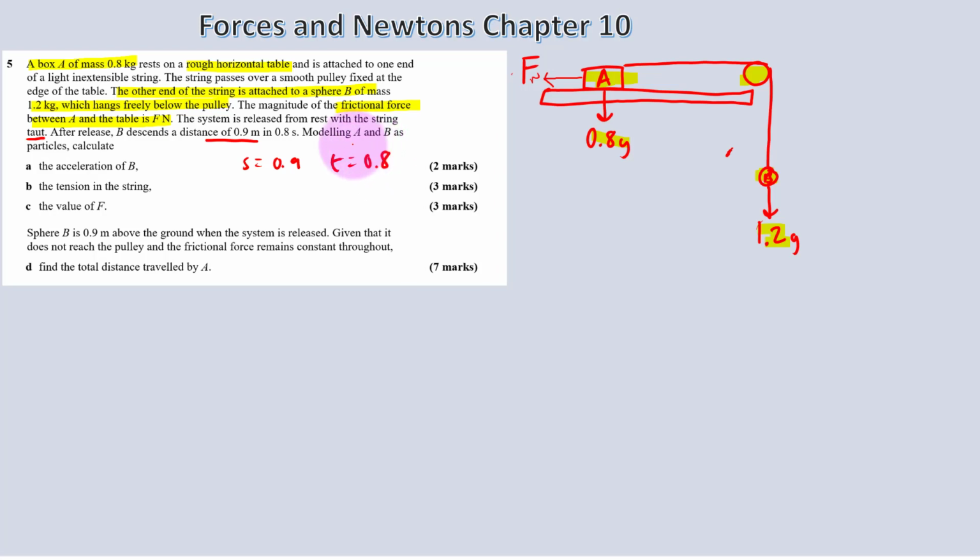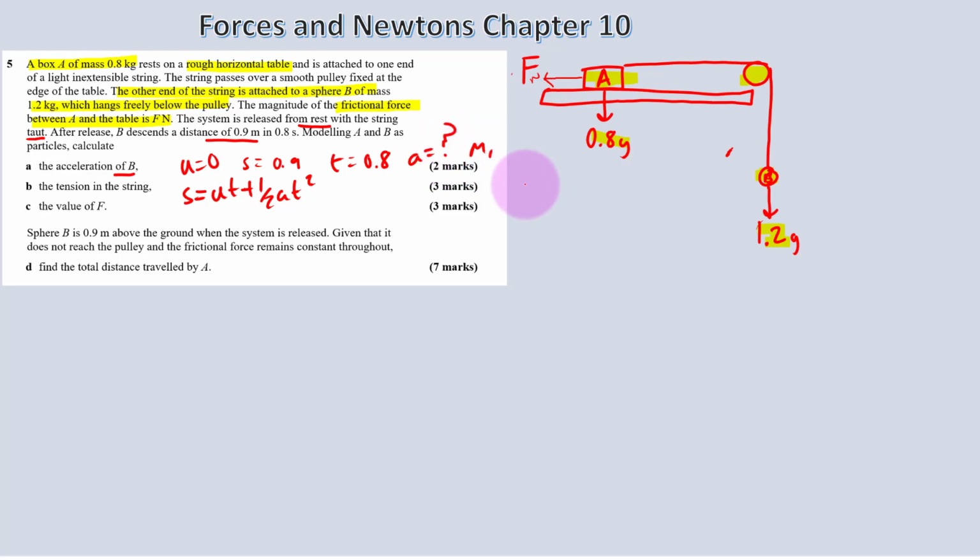A and B are particles. Calculate the acceleration of B. So what do we need to do? We've got s and t. Do we have initial speed? At rest, u equals 0. So what can we use? We can use s equals ut plus a half at squared, because it has all the information we need, and we're trying to find a. Correctly using that gets you a method mark.